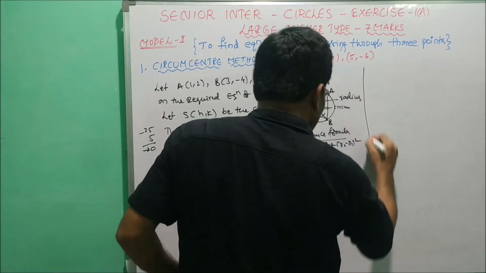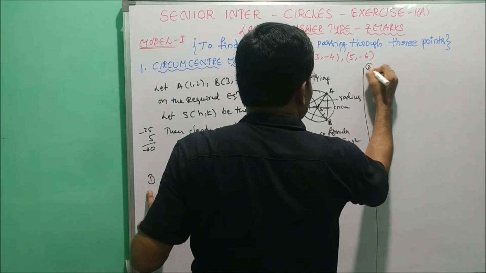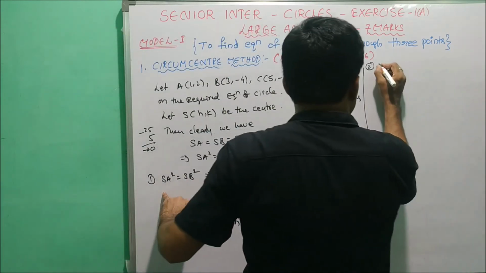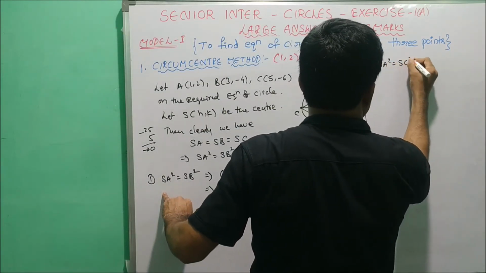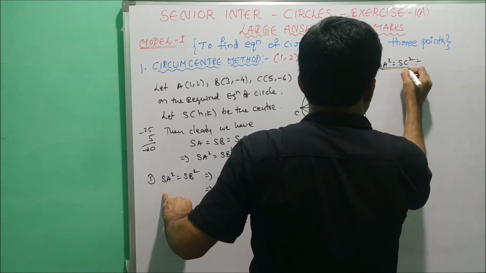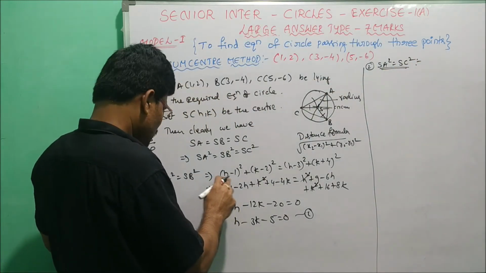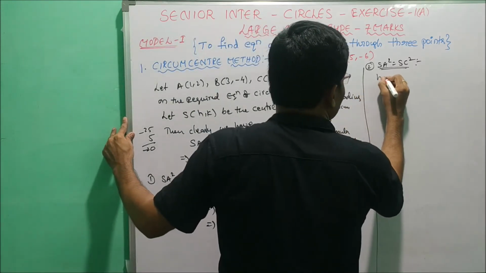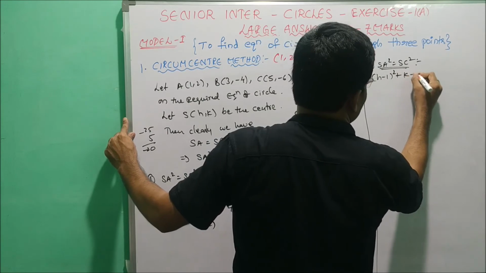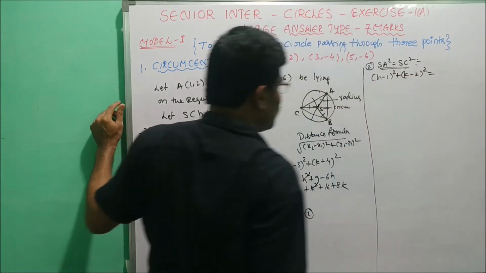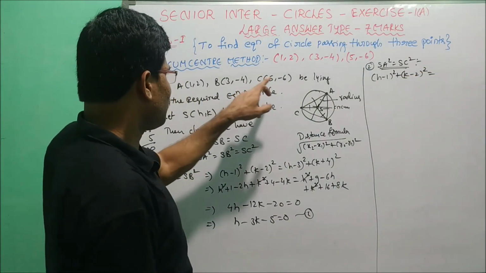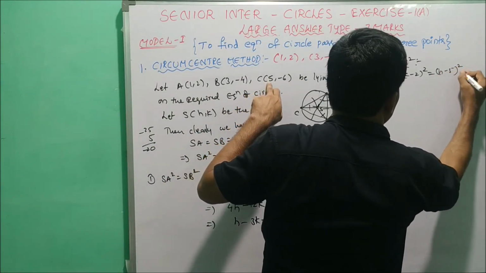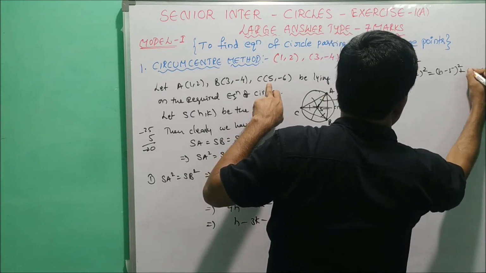Similarly we take the second relation, SA square equal to SC square, or SB square equal to SC square. Here SA square equal to SC square. Already SA square is found in the first condition, that is (h minus 1) whole square plus (k minus 2) whole square. On the right side SC square is there. SC square means (h minus 5) whole square plus (k plus 6) whole square.